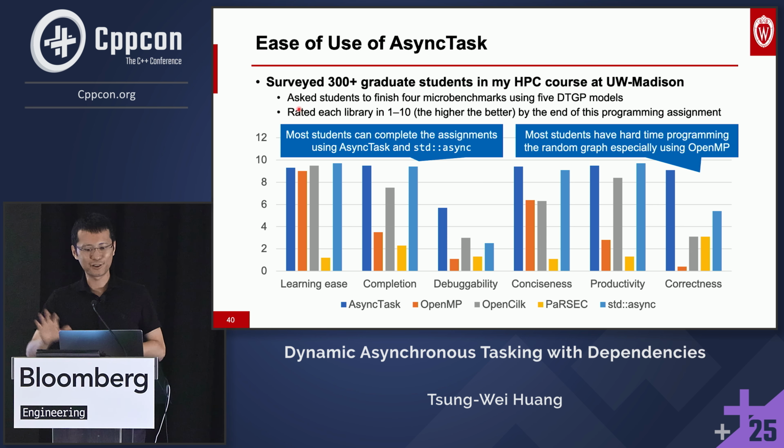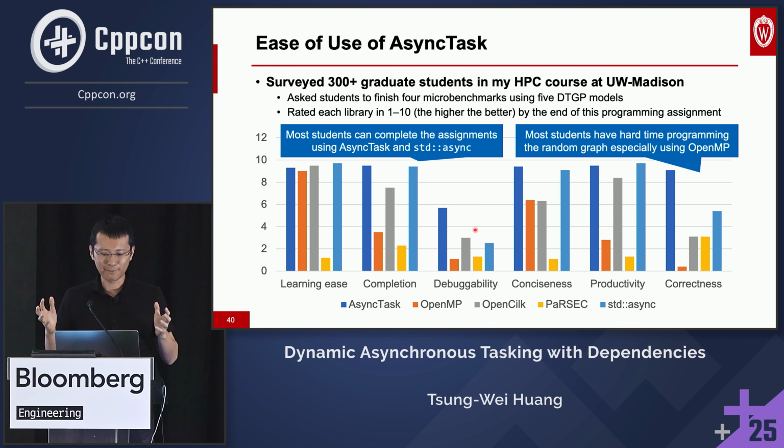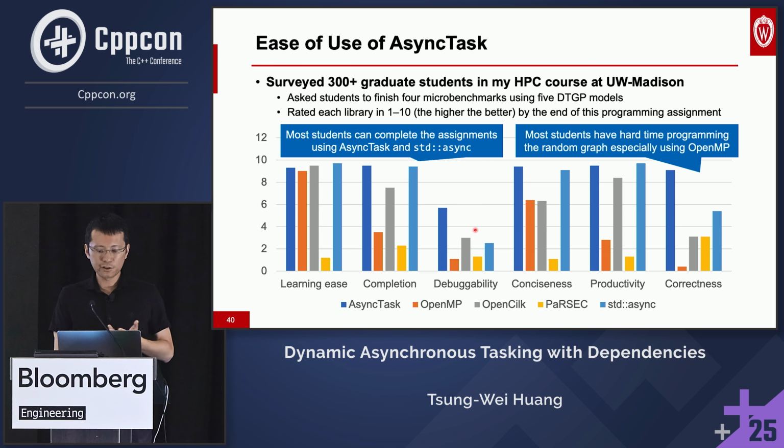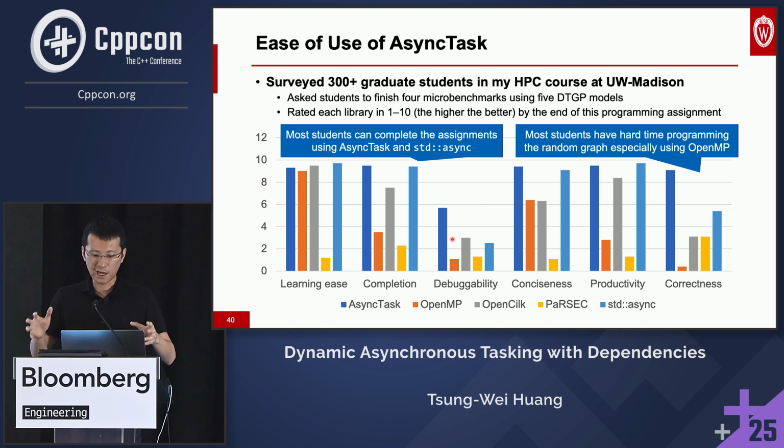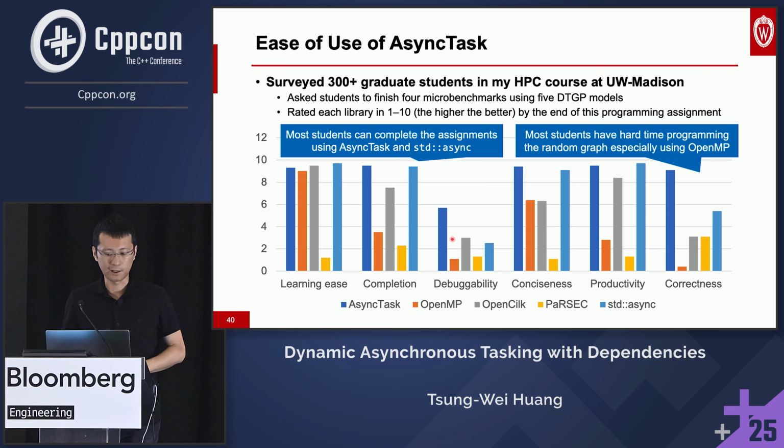Debugging is a little bit disappointing because in DTGP, everything happens in a very dynamic fashion, but students still find AsyncTask the easiest to debug. This is because the expression of the tasks and dependencies are not decoupled from each other compared with other libraries.